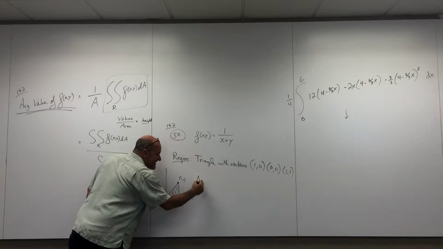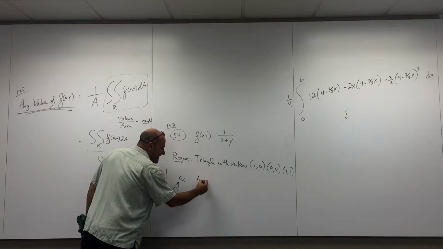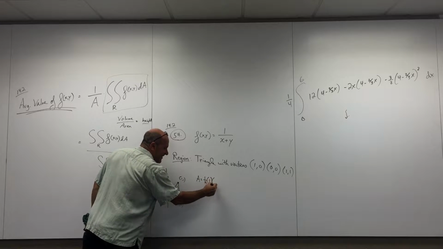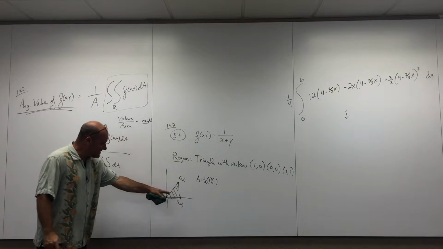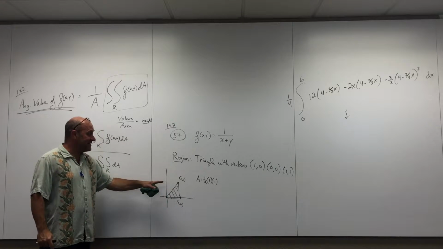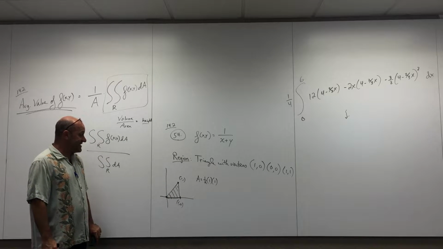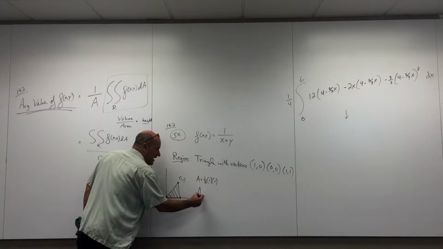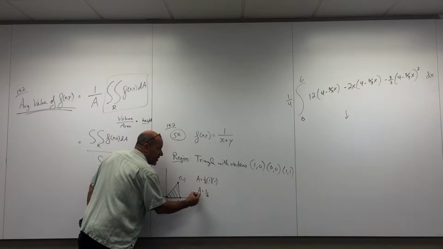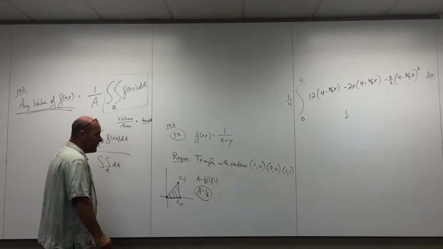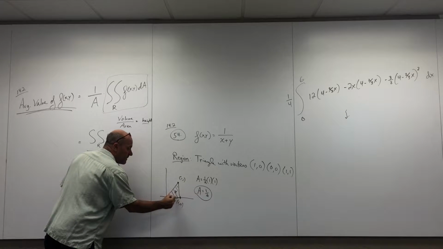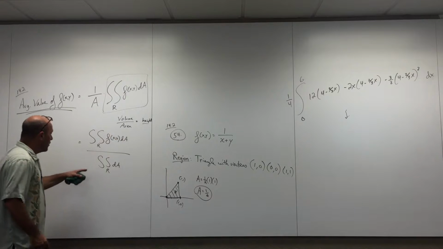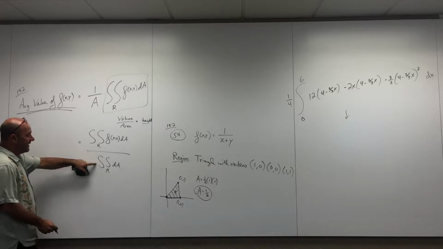The area is 1/2 base times height. I think the base is 1, the height is 1. I think the area of this triangle is 1/2. Cool. The area of the triangle is 1/2. Okay, so that's the area of my region R. That's kind of the denominator here.